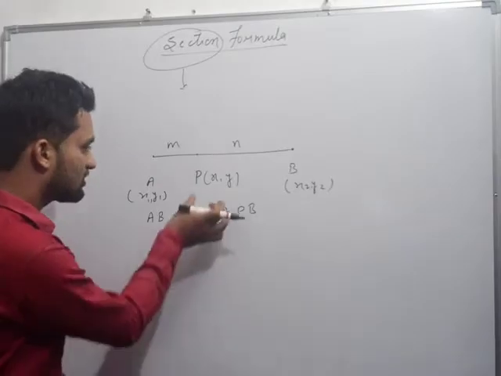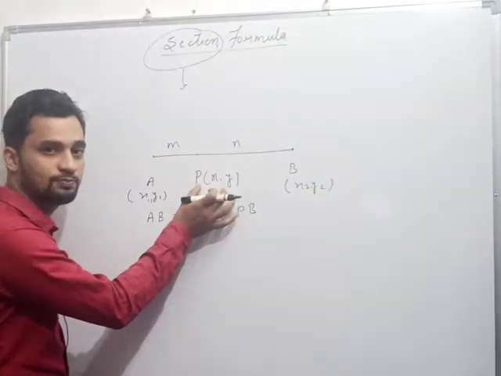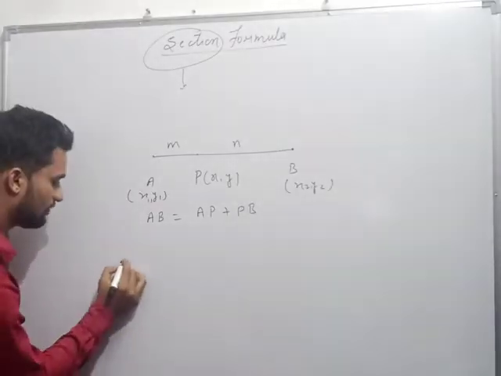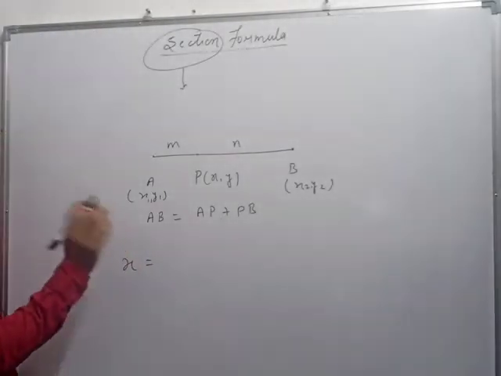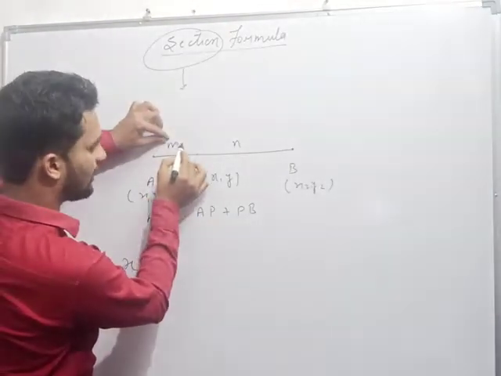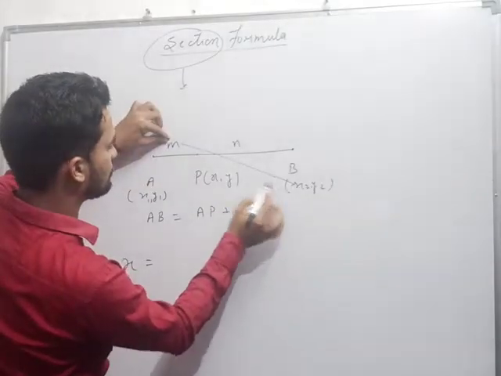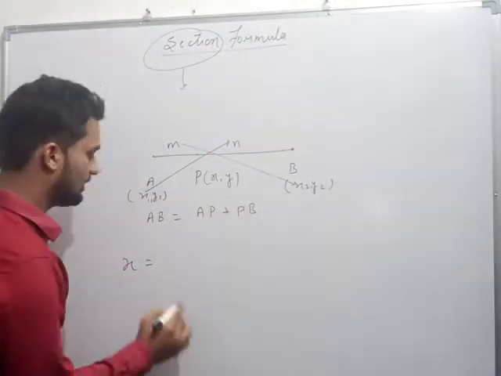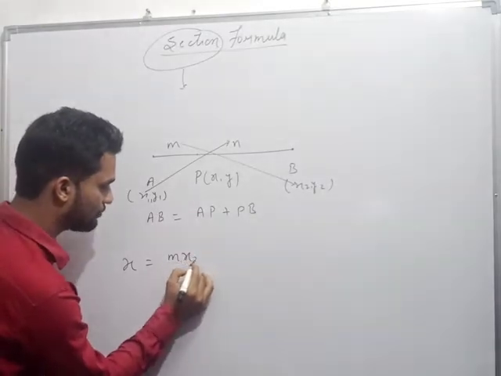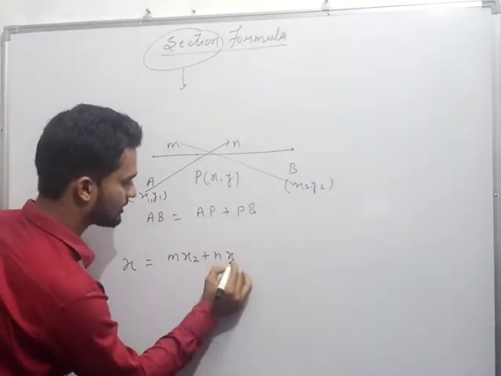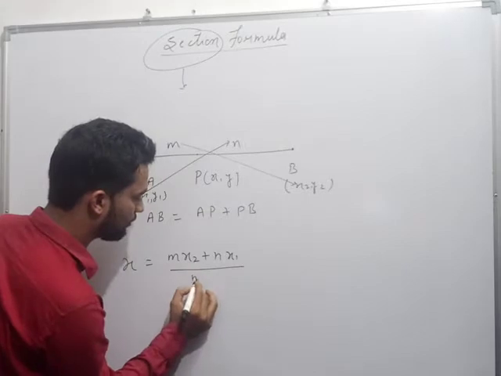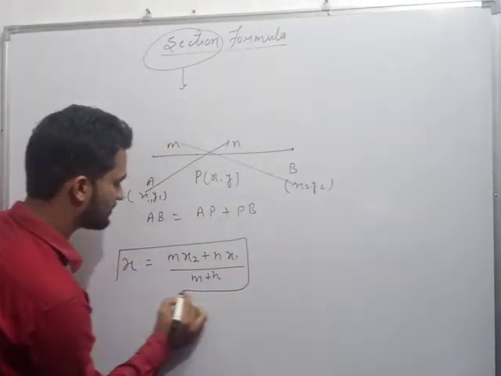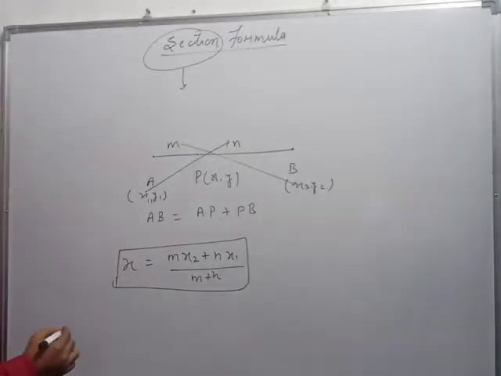So for the formula, we have to find the coordinates of the point which is dividing the line segment AB. For the value of x, it is very easy. What you have to do is cross multiply: m x2 plus n x1, and in the denominator always m plus n. This is for the value of x.